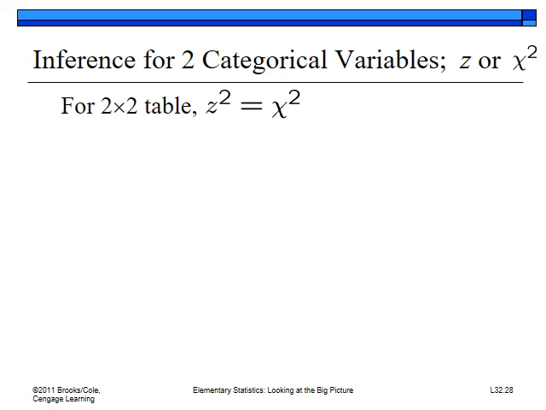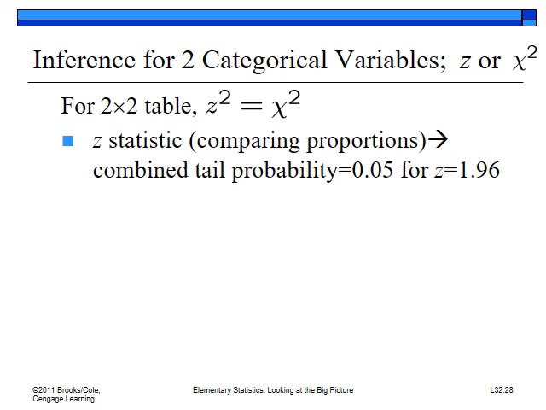So, if we only have a 2 by 2 table, remember we can use z, as we talked about before, or we can use chi-square. It turns out they're almost exactly the same. Z squared is equal to chi-squared if we have a 2 by 2 table.